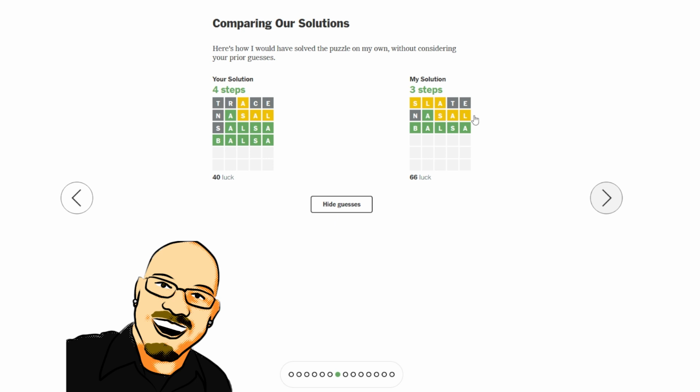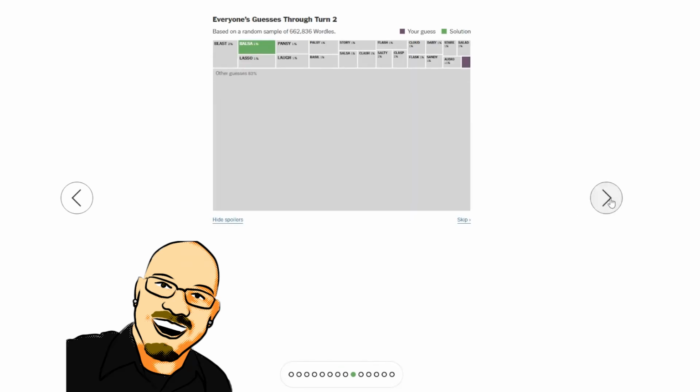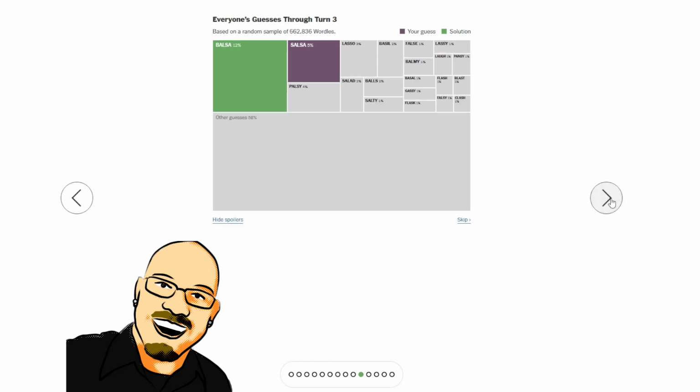WordleBot, of course, because it went with slate instead of trace, already knew the S didn't go first. So nasal was its second guess as well, but didn't have to do salsa next. Could jump straight to balsa for 66 luck instead. All right, and I'm guessing we're going to see salsa pop up quite a bit here. Oh, actually, balsa was a higher guess than salsa. That's actually a little bit surprising.